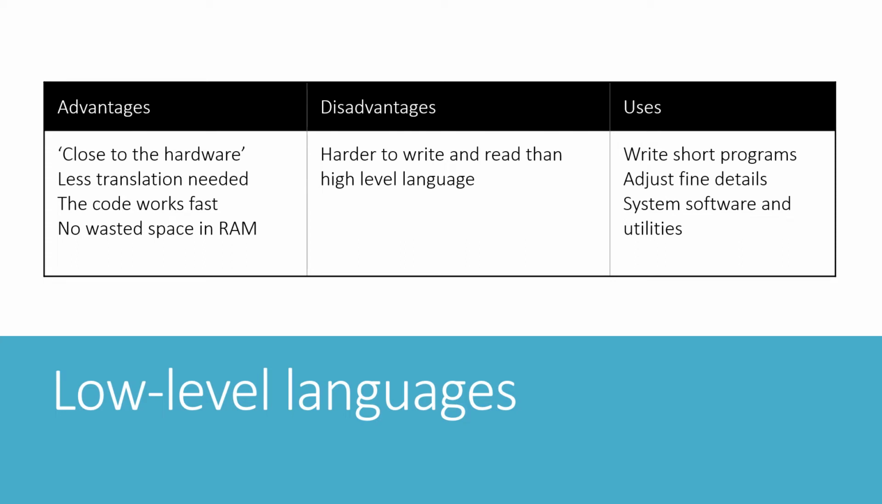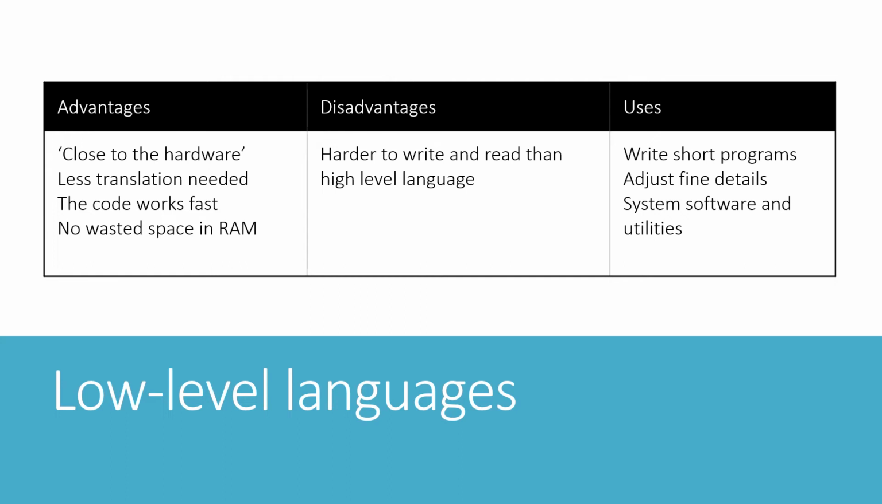So machine code and assembly language are very similar. They're quite close to the instructions that the hardware, that a processor, can understand and carry out. The code is generally very fast and it works very well with the features of the processor. There are many disadvantages, however, to writing a program in a low-level language.